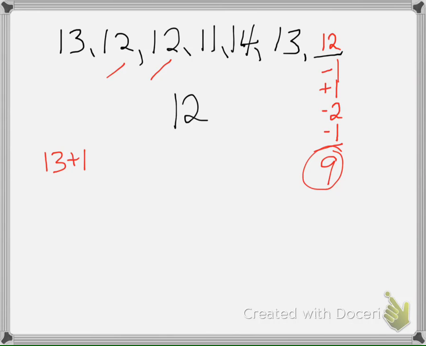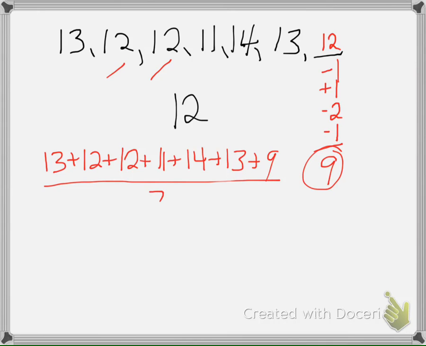13 plus 12 plus 12 plus 11 plus 14 plus 13 plus 9. Right? And then divide that by 7, because there's 7 numbers, right? So if we do that, 13 plus 12 plus 12 plus 11 plus 14 plus 13 plus 9 gives me 84. And if I divide that by 7, it gives me 12, which is what I wanted the average to be, right?